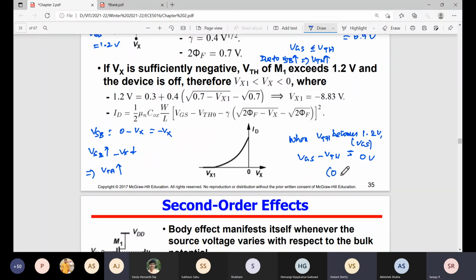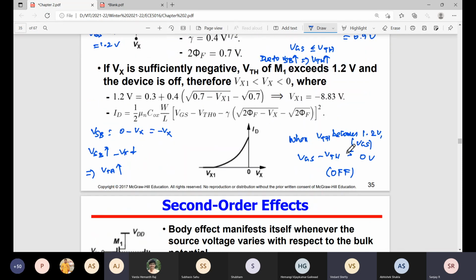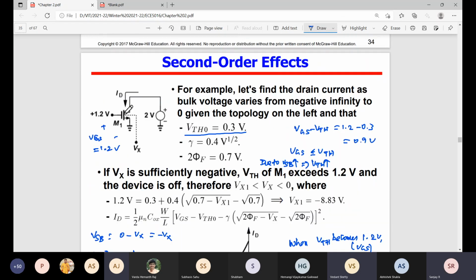That means till now what you studied, using the gate voltage generally we will make the transistor on. But now using the body voltage also we can control the transistor behavior on or off. So that's what is called the back gate behavior. So body is also called the back gate. It also has a gate effect.